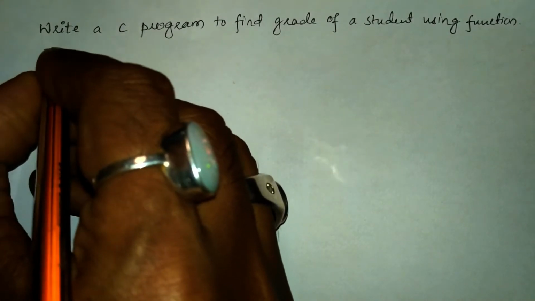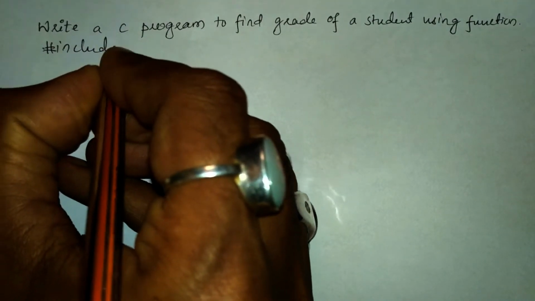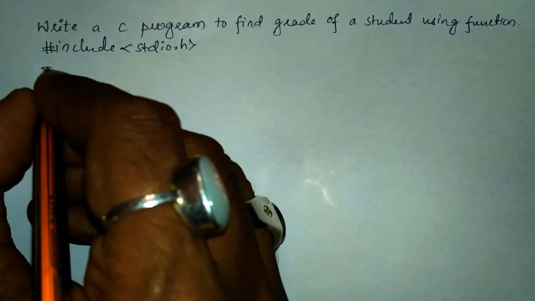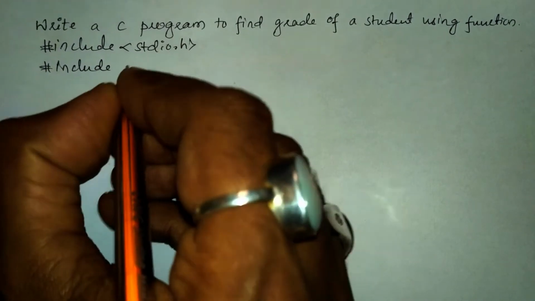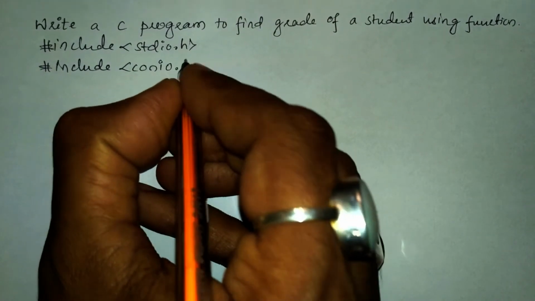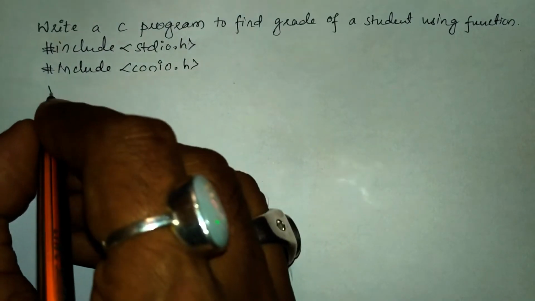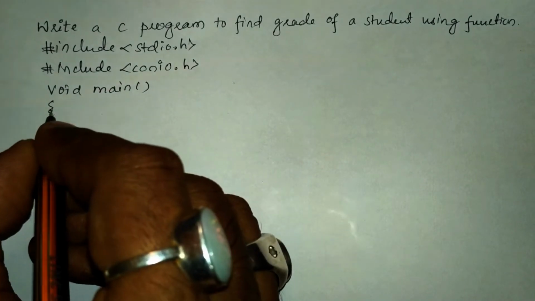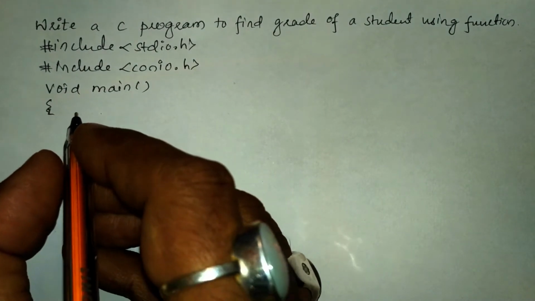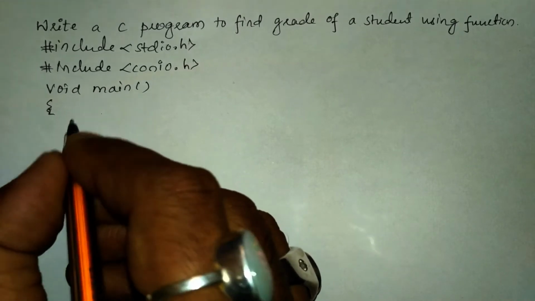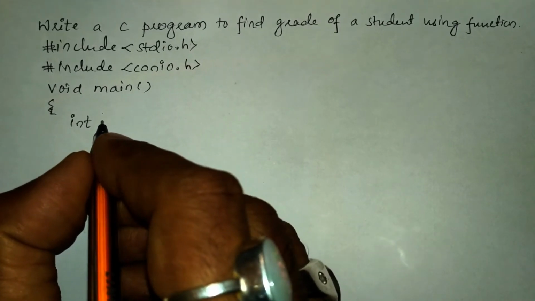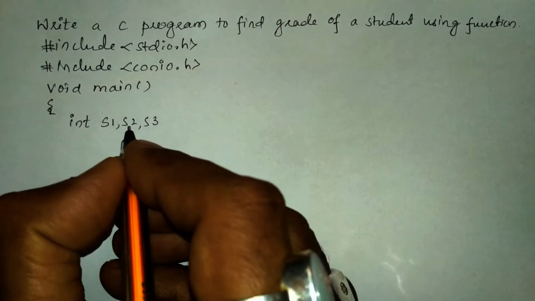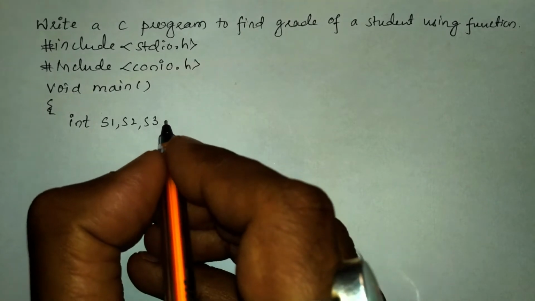Let us write preprocessor directives: #include in angular brace, stdio.h, #include in angular brace, conio.h header file, void main function, curly open brace, and here we are going to declare all the variables. Here I'll write int type of data and I'm going to write s1, s2, s3 for subject 1, subject 2 and subject 3 respectively.